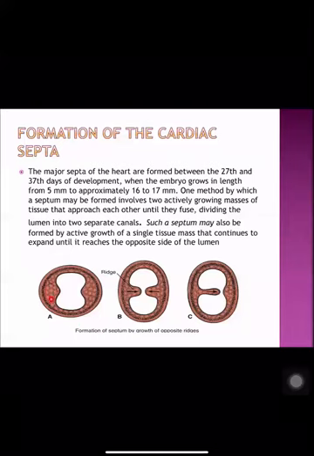Either there will be rapidly active developing tissue mass from both sides that will grow toward each other until they will fuse in the center, dividing the lumen into 2 canals, or there will be one active tissue from one side that will grow toward the other side and fuse with it.